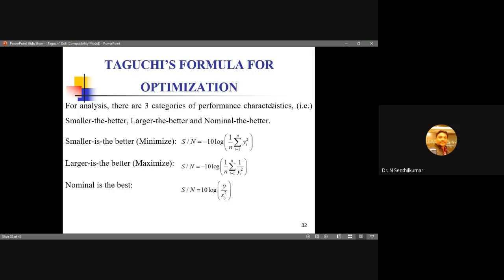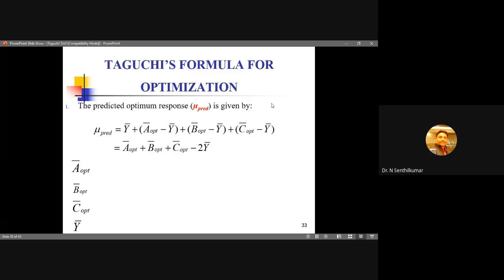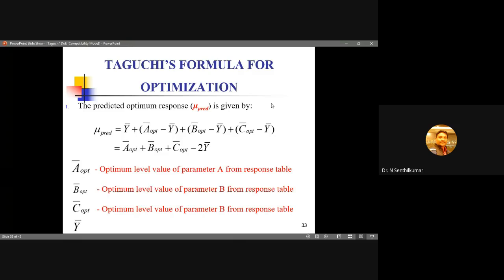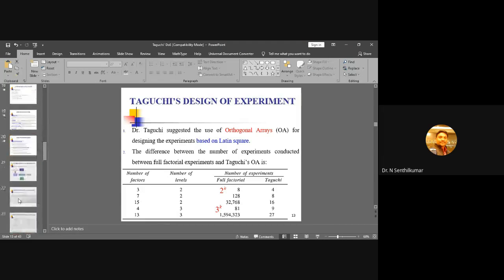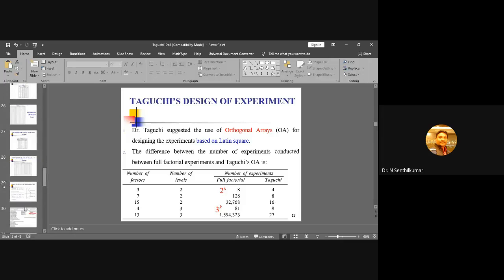For maximization, we have to use the second formula. Setting a target value, for example the surface roughness has to be set at 0.5 microns, for this I have to use the third formula. Mostly we will be using the first and second formulas only. So I have three formulas, and I'll stop with this.